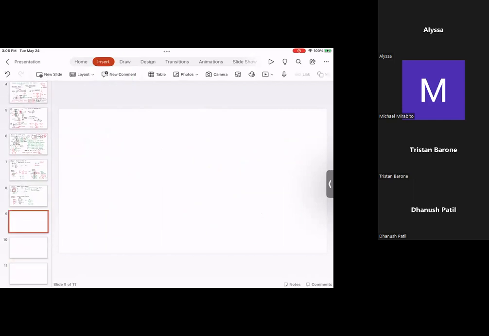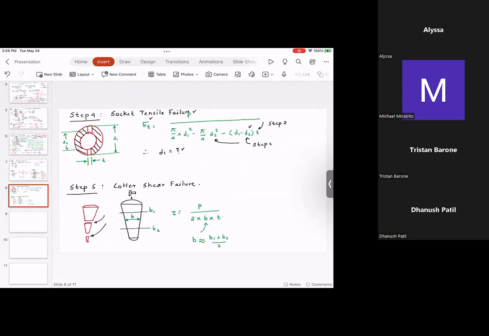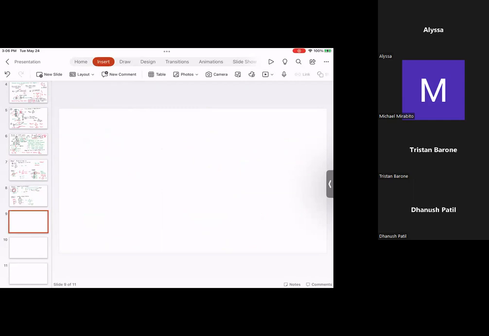So next step, after step 5, what you have is step 6, which is socket collar crushing.